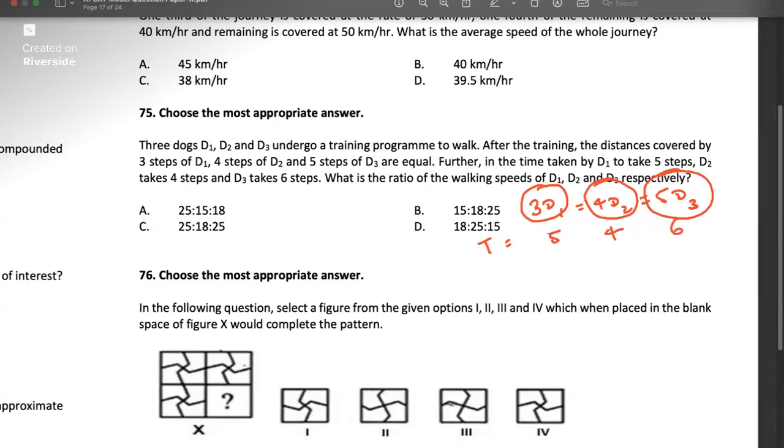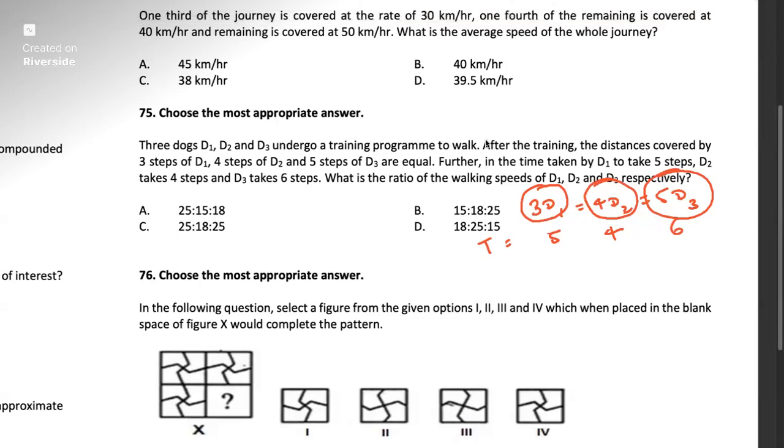Okay, it's a blend of both of these. It's maths also a little bit and reasoning also, right? 3 dogs, D1, D2, D3. 3 steps of D1 is equal to 4 steps of D2 is equal to 5 steps of D3. And let's say the time is T units only.